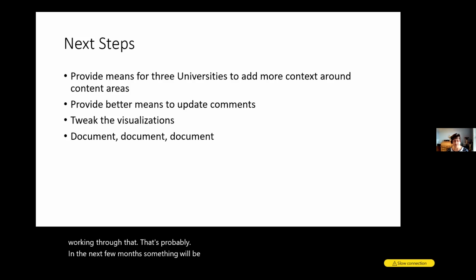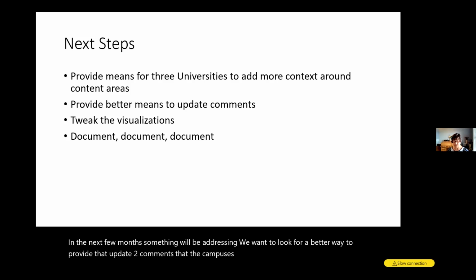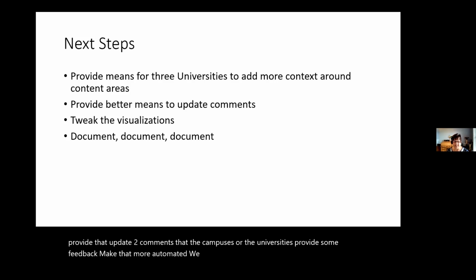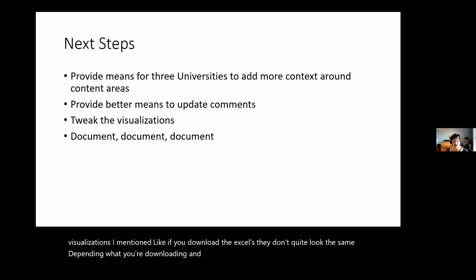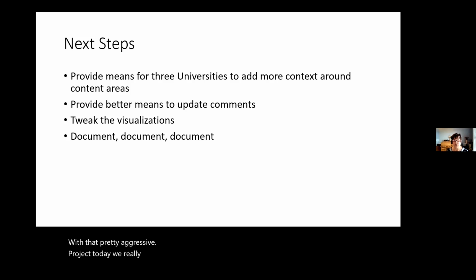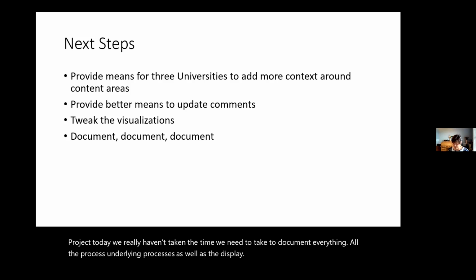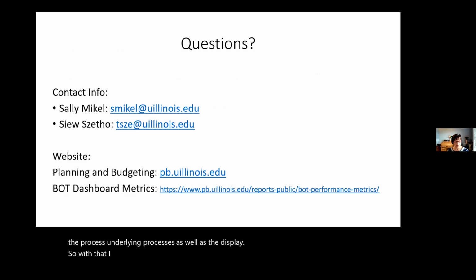We want to look to comments that the campuses or the universities provide, some feedback, make that more automated. We have some ideas on that. We need to tweak the visualizations. I mentioned, like, if you download the Excels, they don't quite look the same depending on what you're downloading. And finally, document. This was a pretty aggressive project to date. We really haven't taken the time we need to take to document everything, all the underlying processes, as well as the display. So with that, I am going to open it up for questions.